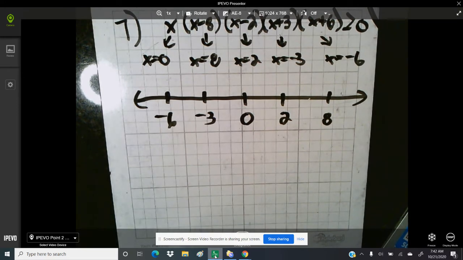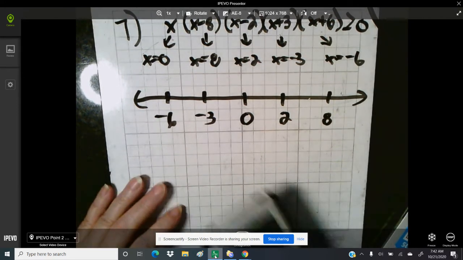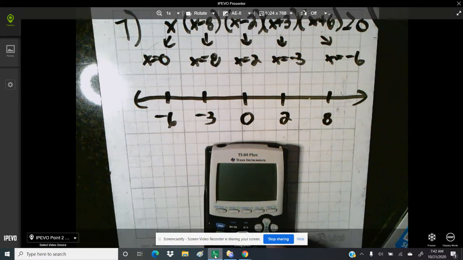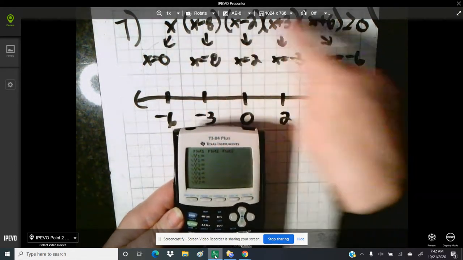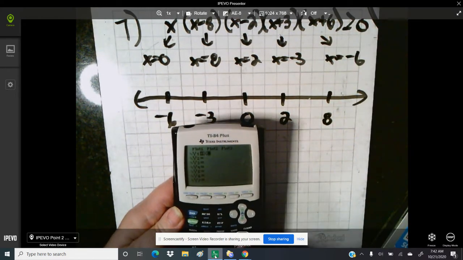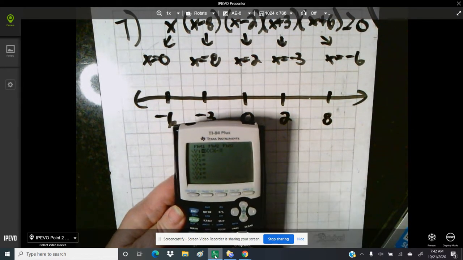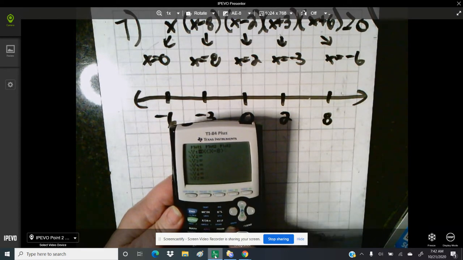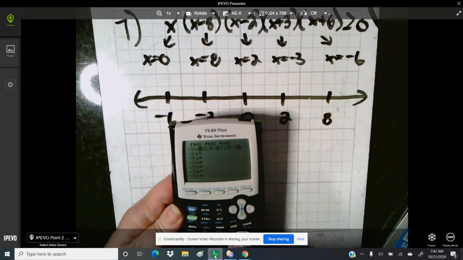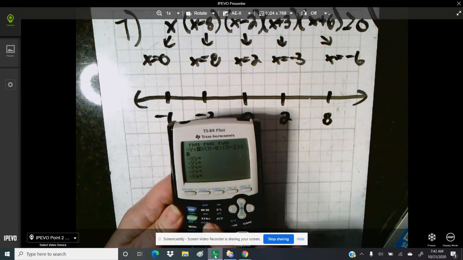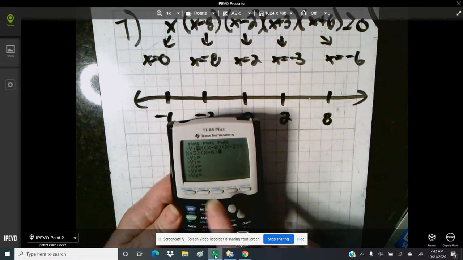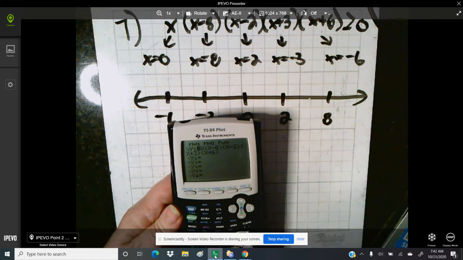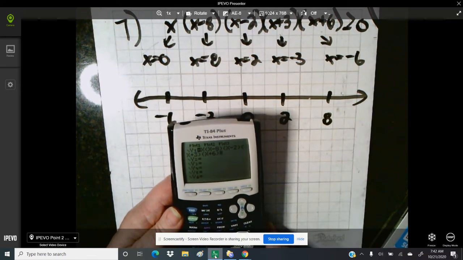Now, I'm going to show you a little trick that's an easy way to do this. What I like to do when I'm feeling lazy and don't want to do a lot of math is go to my Y editor and plug this equation in. So I've got x, and x minus 8, and x minus 2, and x plus 3, and x plus 6. Did I miss anything? I've got 1, 2, 3, 4, 5. Okay, it looks like I have them all in there.